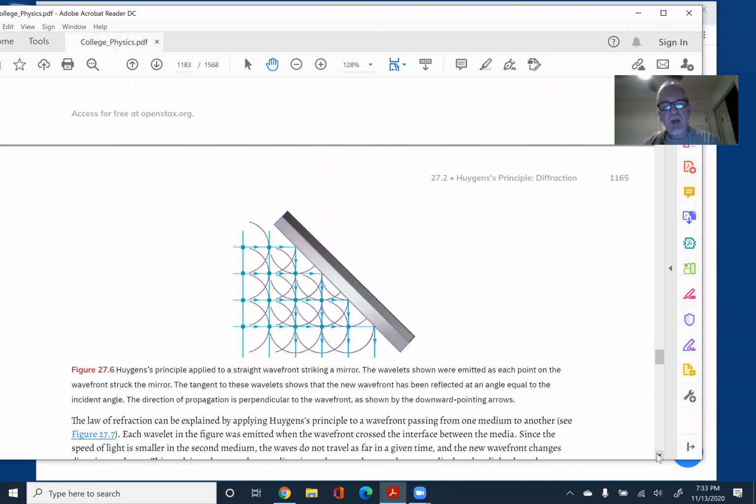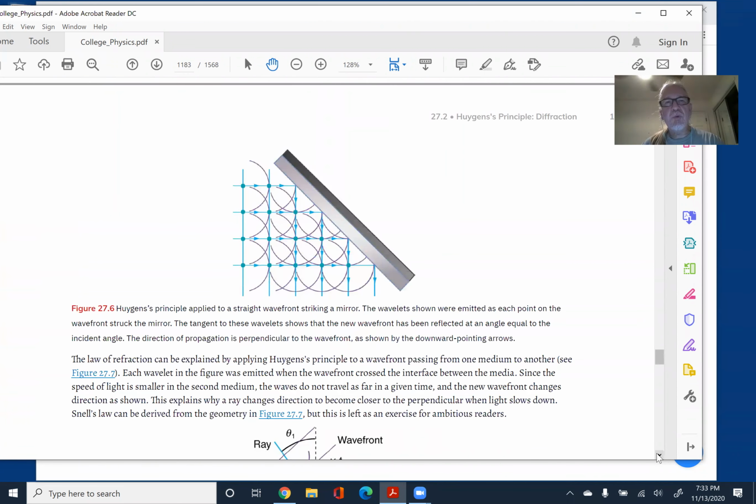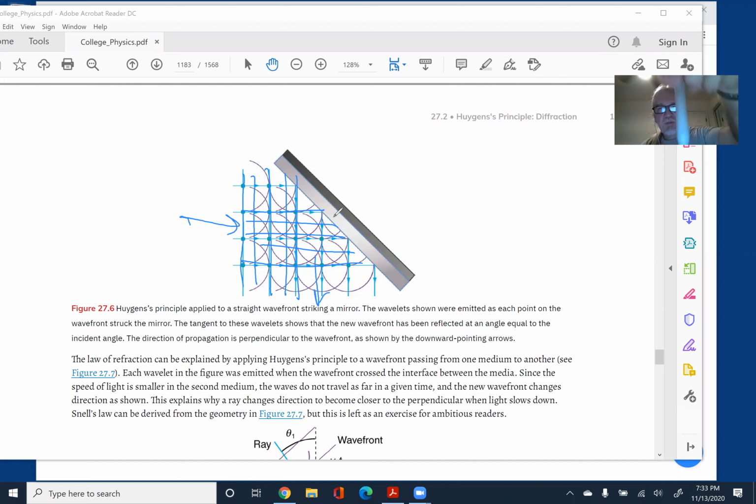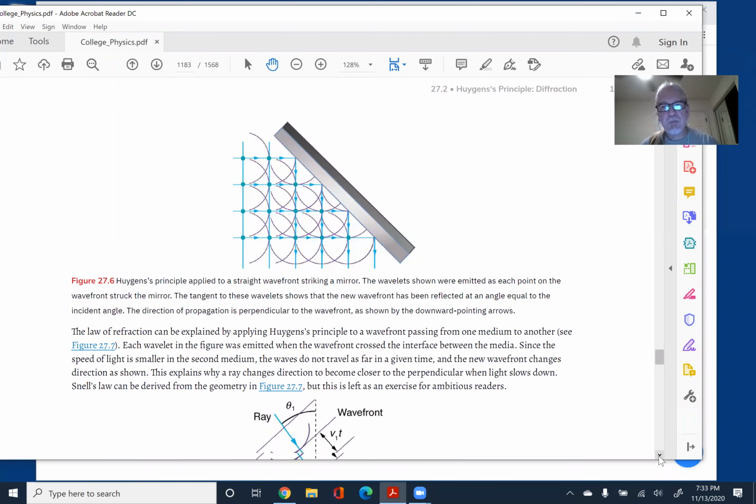You can use Huygens principle to draw the wavefronts that correspond to, for example, reflection on a flat mirror, and the incoming wavefronts will look vertical. But after you bounce off the mirror, you get now horizontal wavefronts. So your wave now is traveling downwards. It was coming in from left to right, and after it bounces off the mirror, it goes downwards, which makes a lot of sense. And it's a sign of consistency that you can get from Huygens principle.